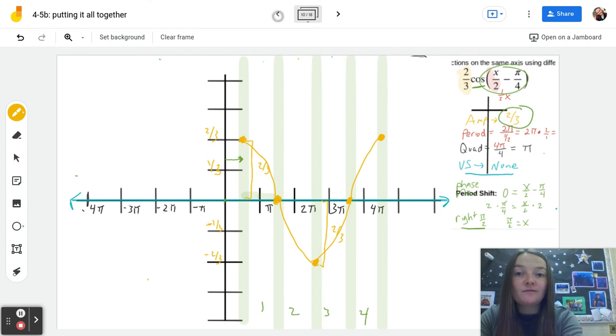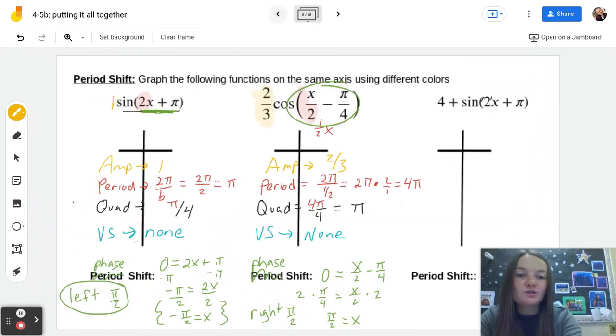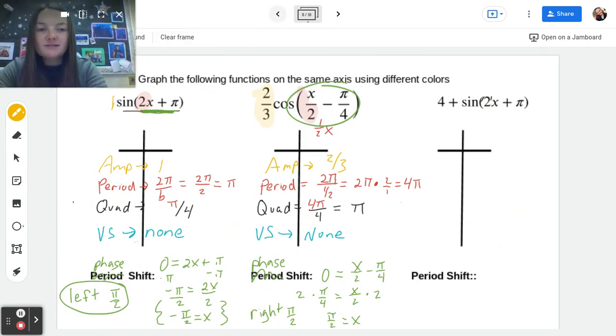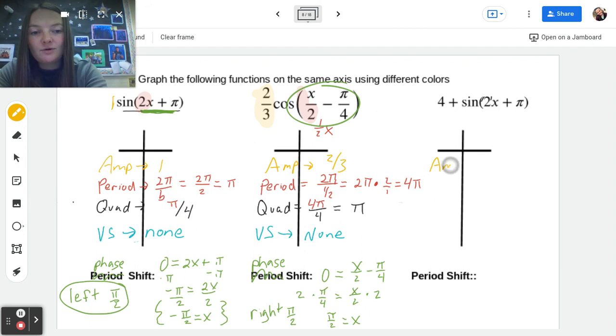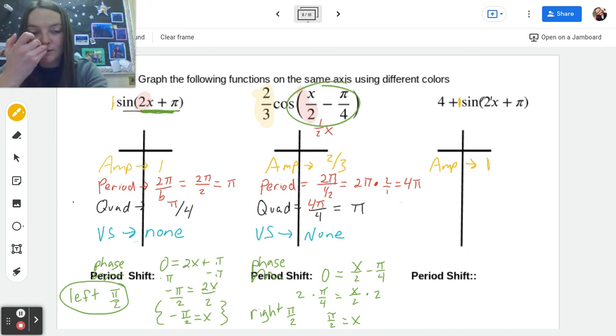Okay, so let's move on to our very last question. Our very last question here is going to be 4 sine of 2x plus pi. The first thing we're going to start with, like we have the whole time, is the amplitude. The amplitude is the number that's in front of the trig function. The 4 is not being multiplied to the trig function, it's being added. So the number in front of the trig function that's being multiplied is actually 1. So my amplitude here is 1.